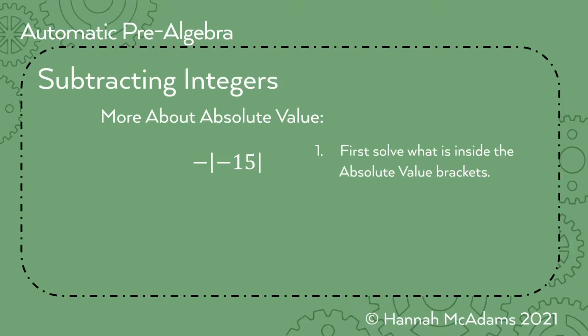Okay, first, what we need to do is solve what's inside the absolute value brackets, and I'll tell you why. In the order of operations, you need to do parentheses first, and the absolute value brackets are part of the parentheses. Have you heard that: parentheses, exponents, multiplication and division? Yeah.